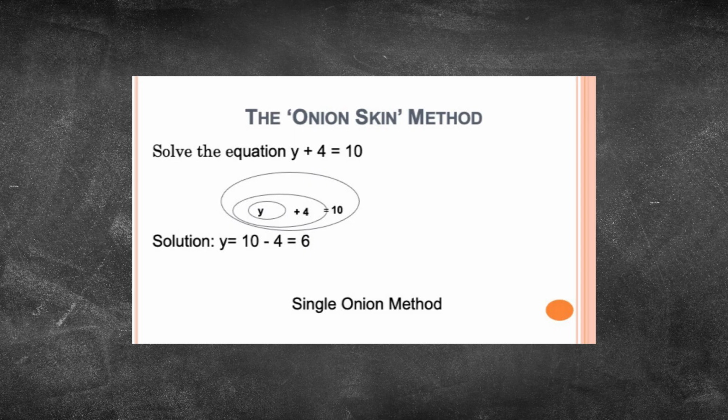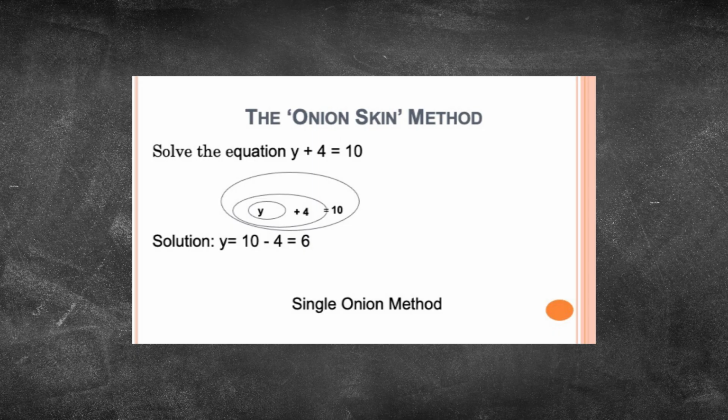Finally, place a skin or ring around the entire equation. The skin should contain all 3 terms. Notice that for this problem, we only needed 3 onion skins. The number of skins you will need depends on the problem.